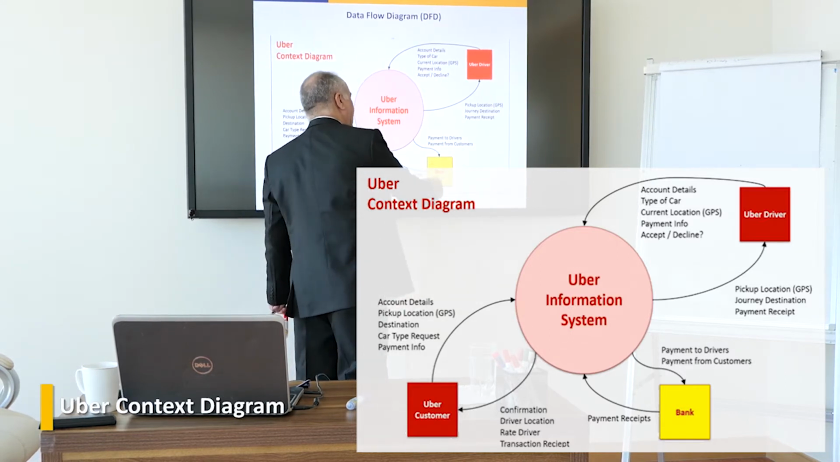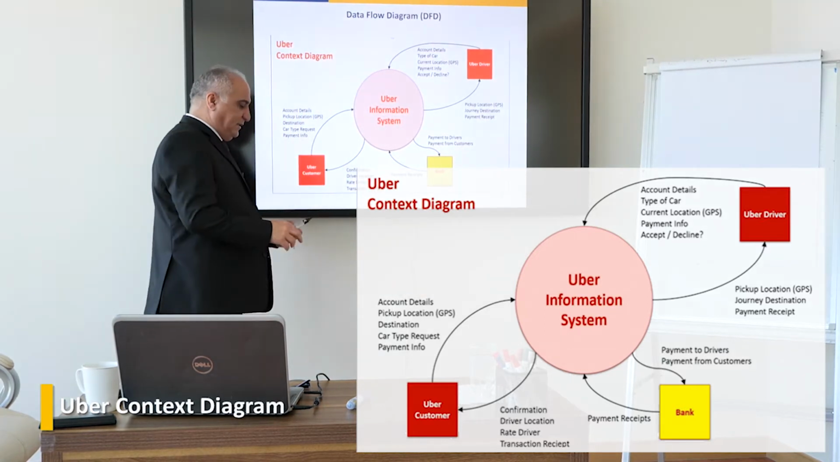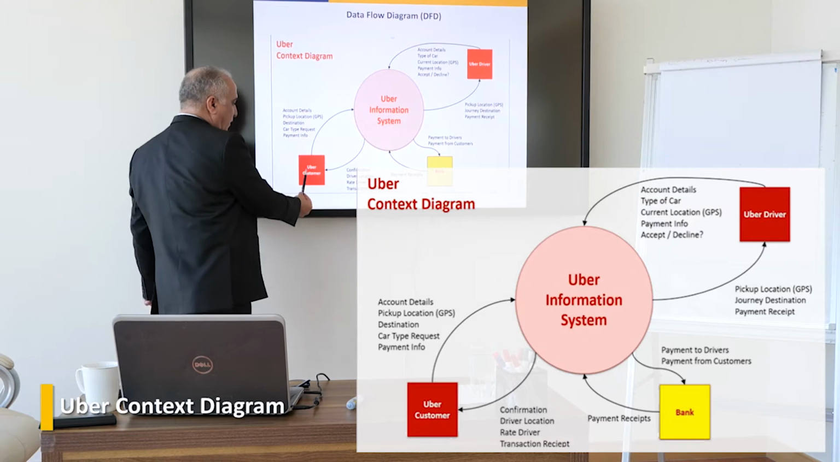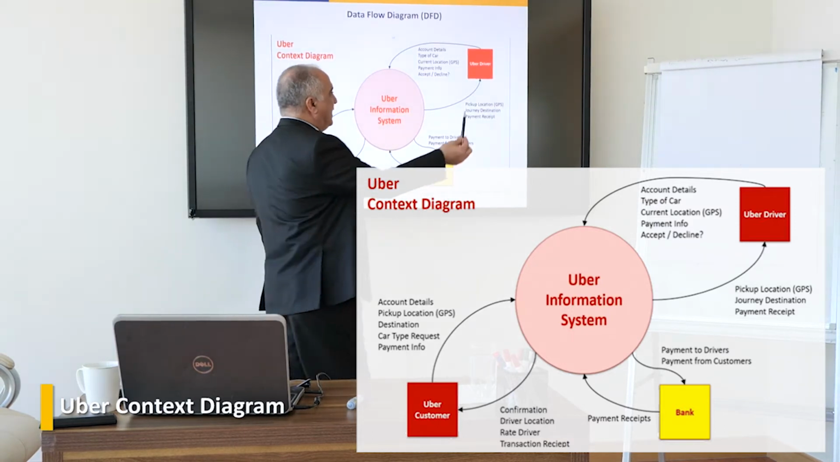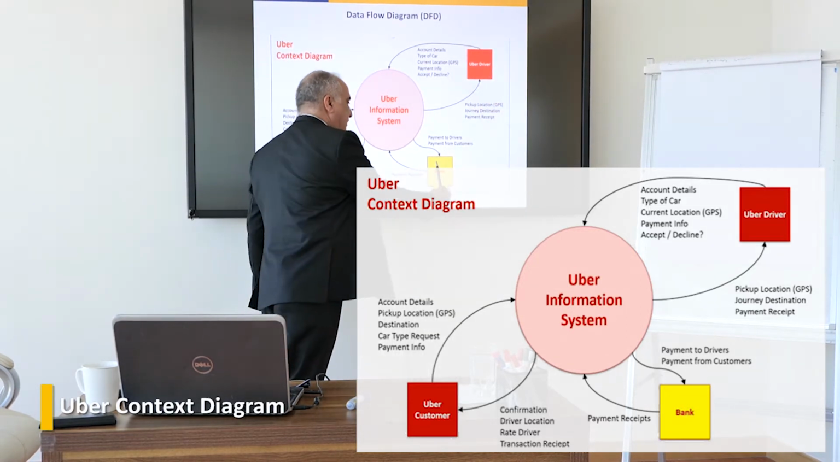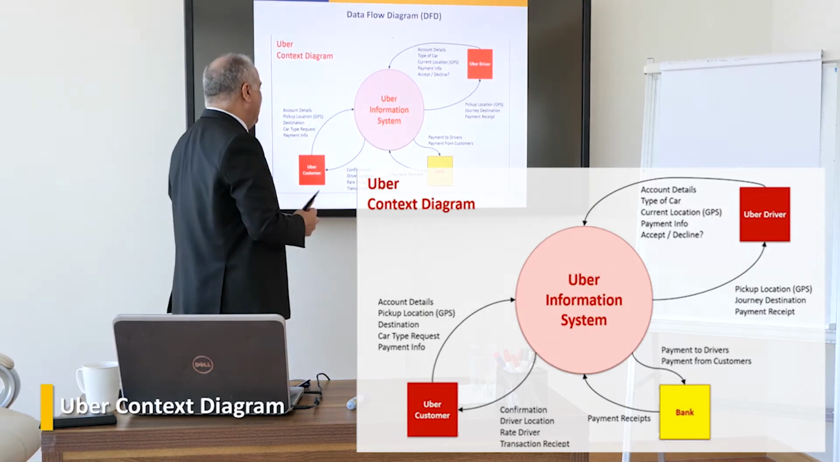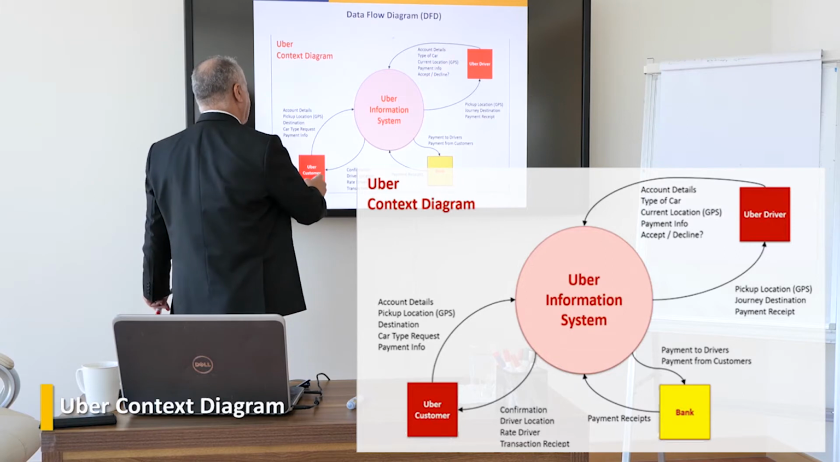And we have a bank, which is an external entity. So how many external entities do we have? We have 3. The first external entity is the customer. The second external entity is the drivers, and the third one is the bank. So let's understand this context diagram. First is Uber.